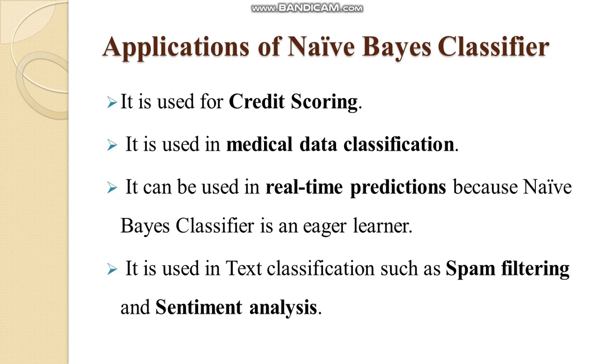Applications of Naive Bayes classifier. It is used for credit scoring. It is used in medical data classification. It can be used in real-time predictions because Naive Bayes classifier is an eager learner. It is used in text classification such as spam filtering and sentiment analysis.